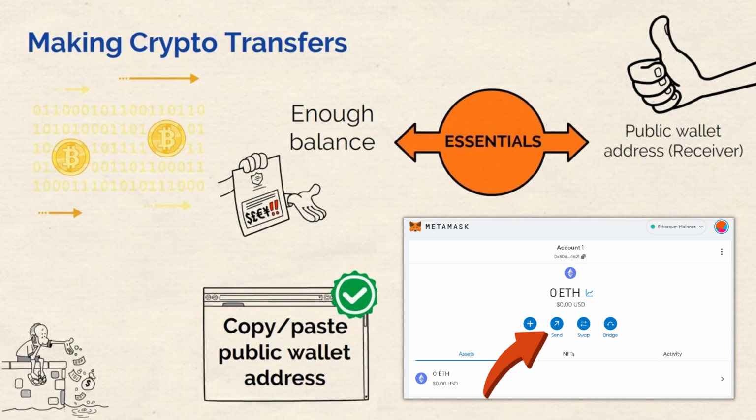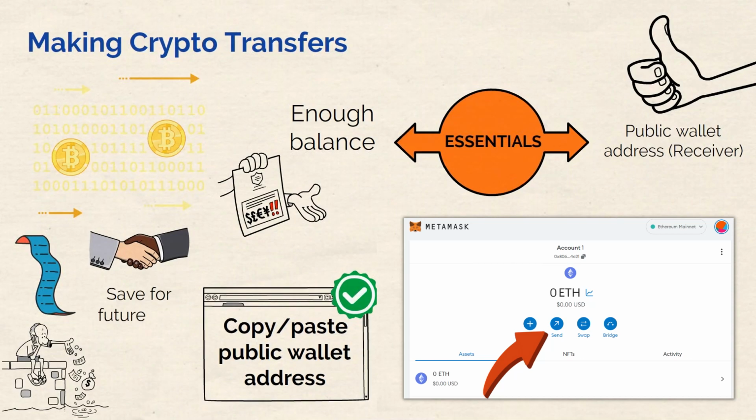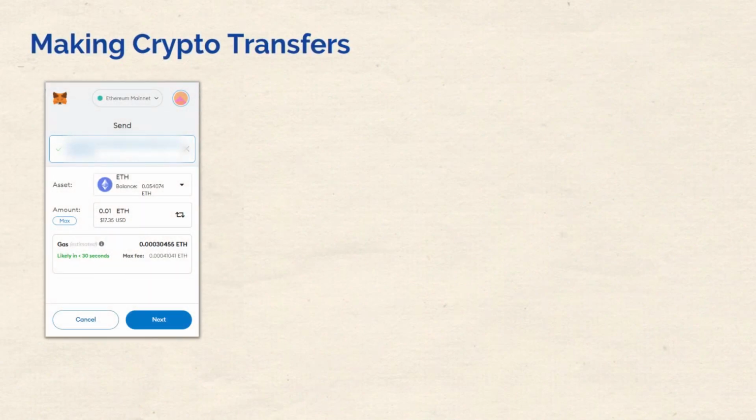Luckily, the Metamask wallet actually allows you to save different wallet addresses. So if it's someone you are likely to send crypto to again, you can just save their details for future use. Once the address is entered and ready, it's time to specify the amount of crypto you want to send. Once you have confirmed the amount, click Next.